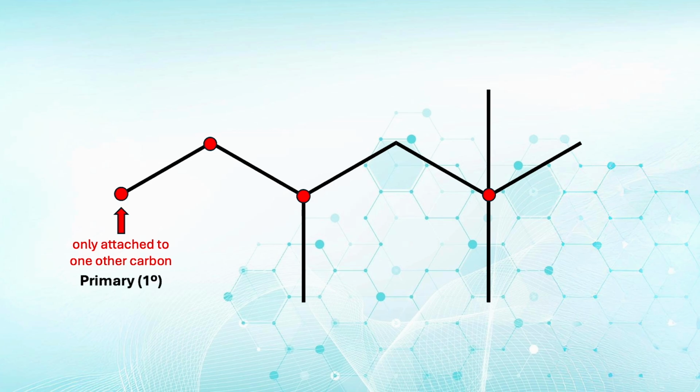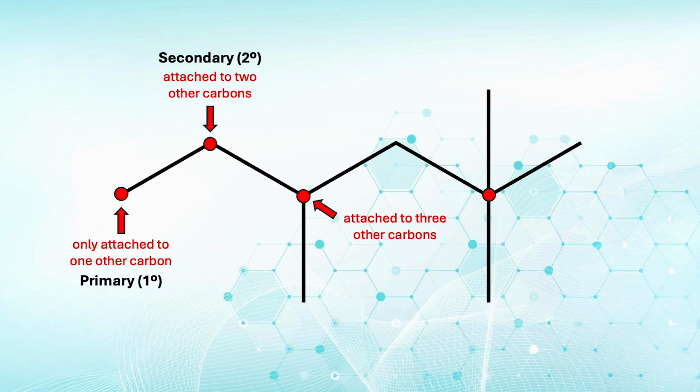The second carbon is attached to two other carbons. We call this carbon a secondary carbon. The third carbon is attached to three other carbons. We call this carbon a tertiary carbon. The fourth carbon is attached to four other carbons. We call this carbon a quaternary carbon.